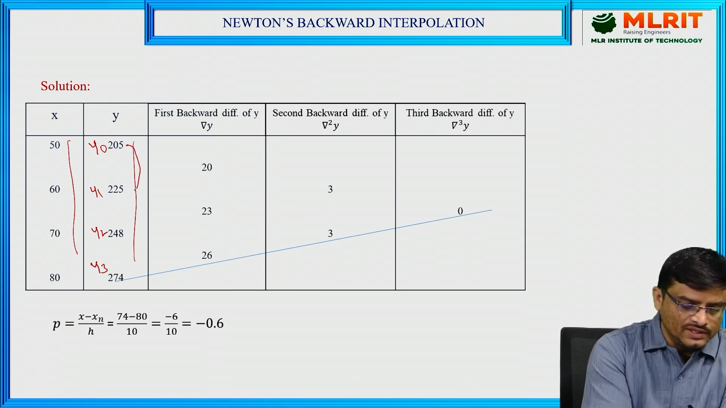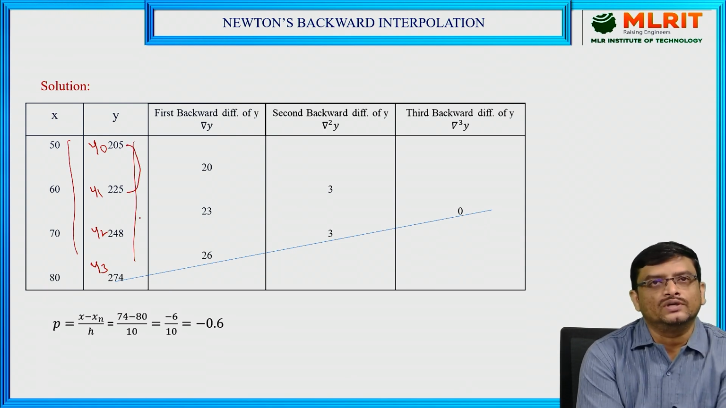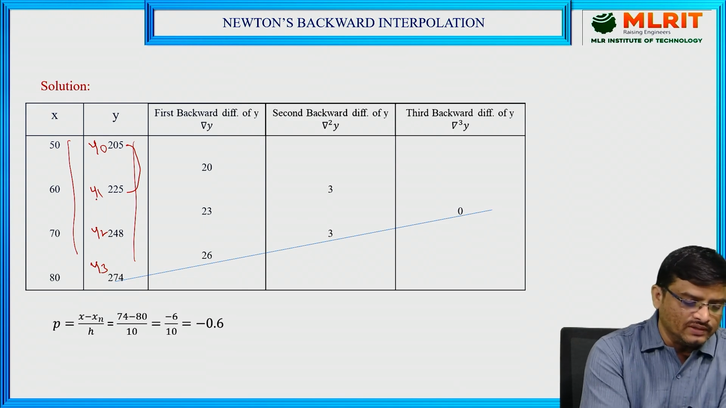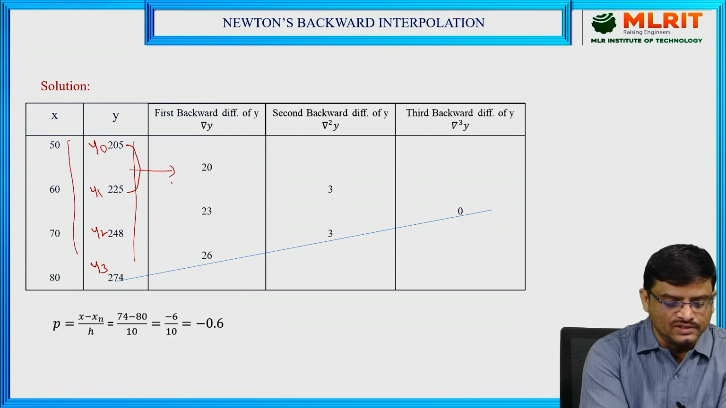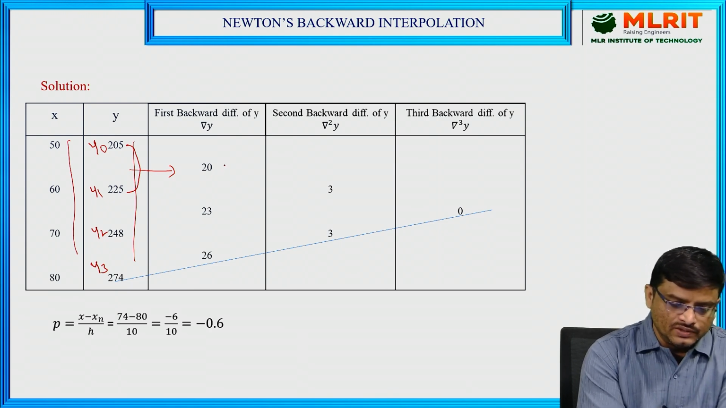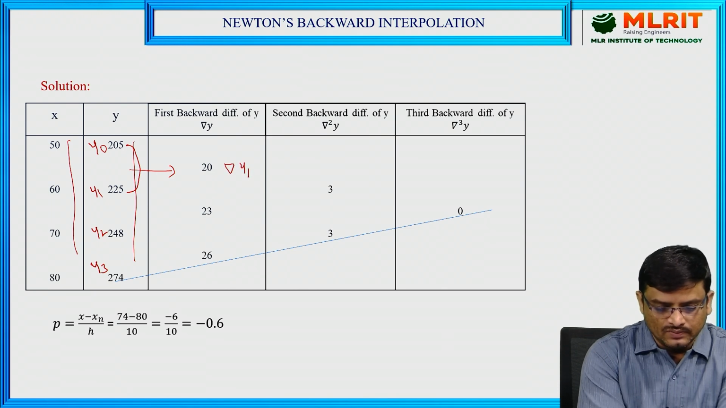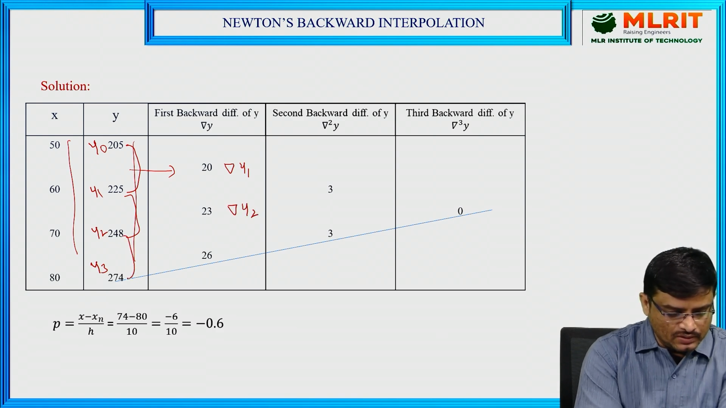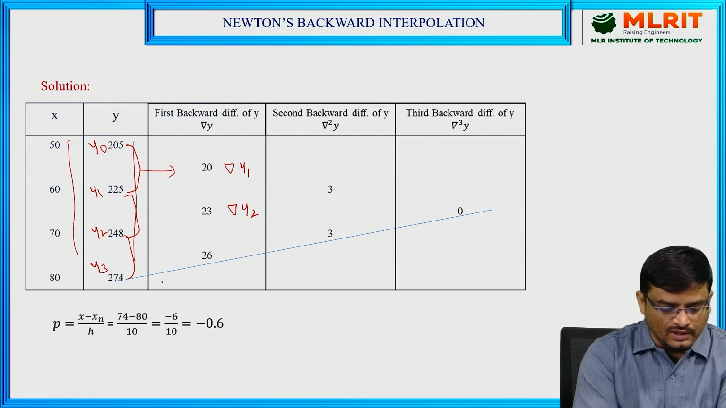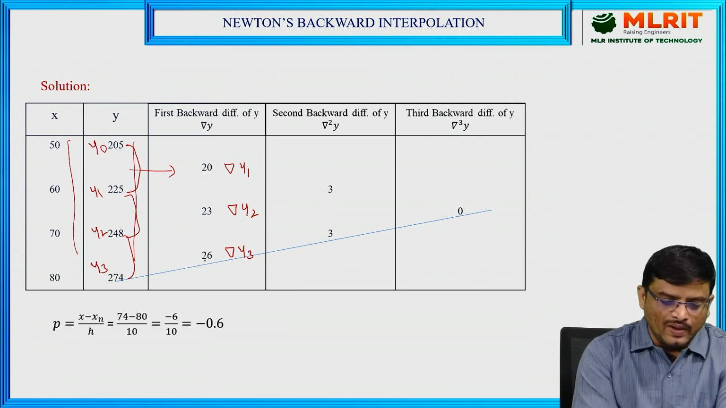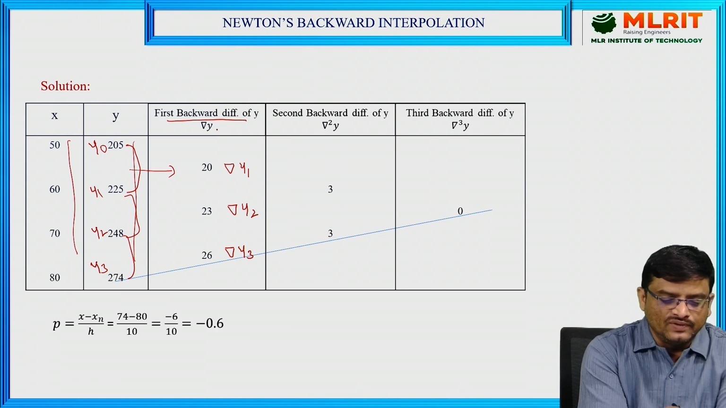Now, we have just seen how to construct this backward difference table. Take the first two values of y, that is y1 and y0, and find the difference here. So 225 minus 205, you will get 20. This is represented with del y1. Next, take these two values and find the difference, which is represented with del y2, and take the next two values, 274 minus 248, you will get 26, which is represented with del y3. So 20, 23 and 26 are the values we got in the first backward differences of y.